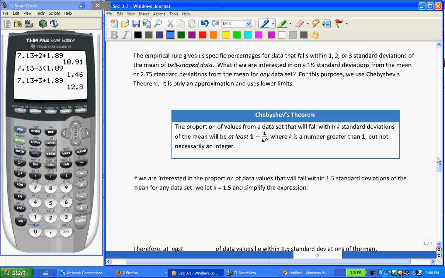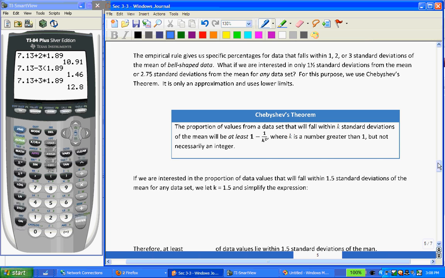Now the empirical rule gives us those specific percentages for data that falls within 1, 2, or 3 standard deviations of the mean, but the data has to be bell-shaped. What if we're interested in only 1.5 standard deviations from the mean, or 2.75 standard deviations from the mean for any data set? For this purpose, we use Chebyshev's theorem. It is only an approximation. It's not as accurate as the empirical rule, so the limits are a bit lower.